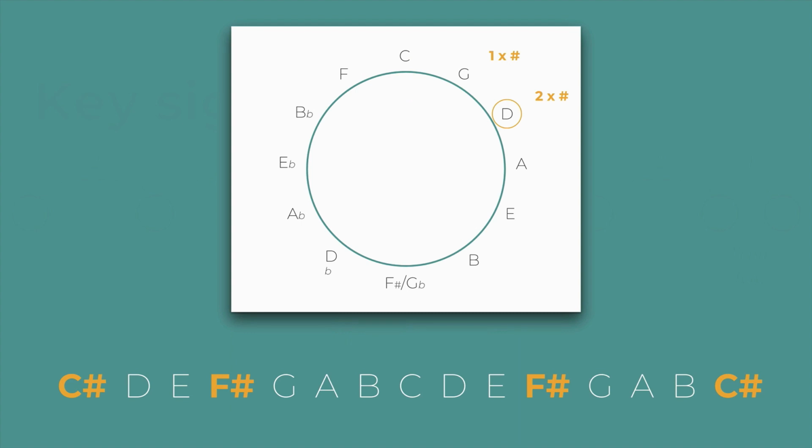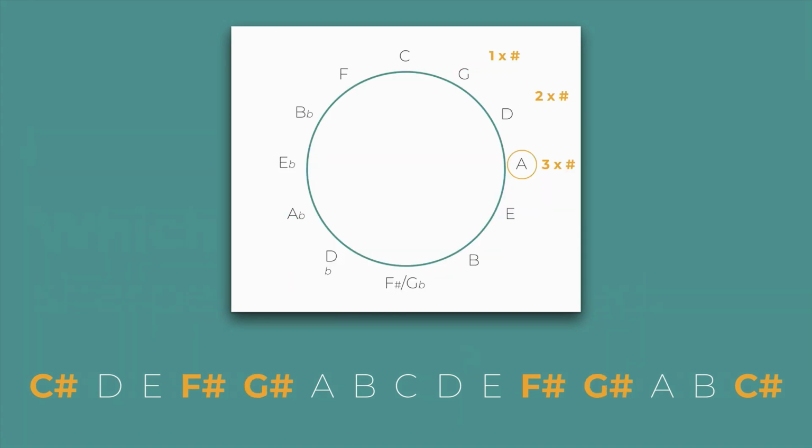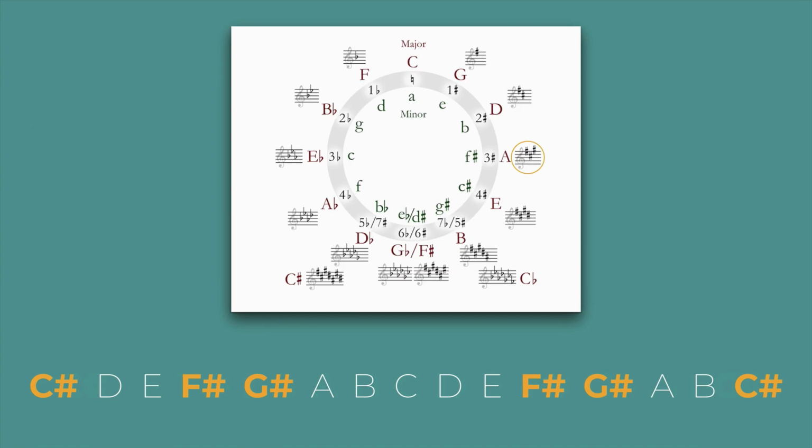If we do the same with D, and you might want to pause the video and do this yourself now, you'll discover that D major with the major scale structure ends up with 2 sharps, C sharp and F sharp. And that's what we have. Same with A, 3 sharps. And that's what we have on the key signature.